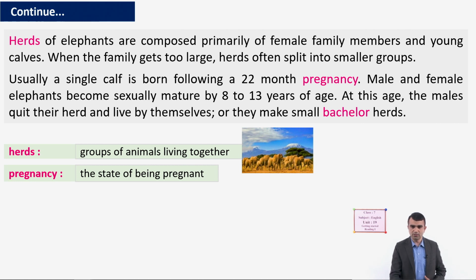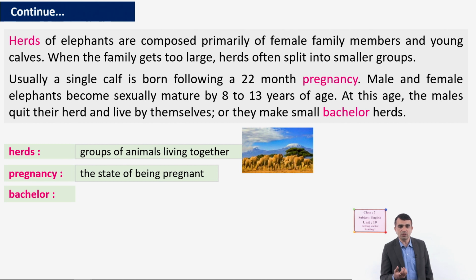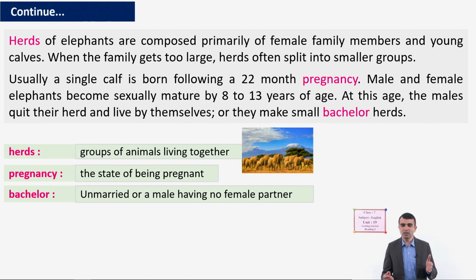22 months. Good. Male and female elephants become sexually mature by 8 to 13 years of age. At this age, the males quit their herd and live by themselves, or they make a small bachelor herd. Bachelor means unmarried, a male having no female partner, single. If you say people, unmarried people are called bachelors, generally unmarried males. Okay, that is the text we finished.